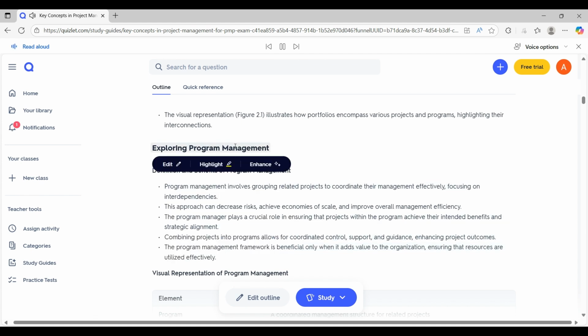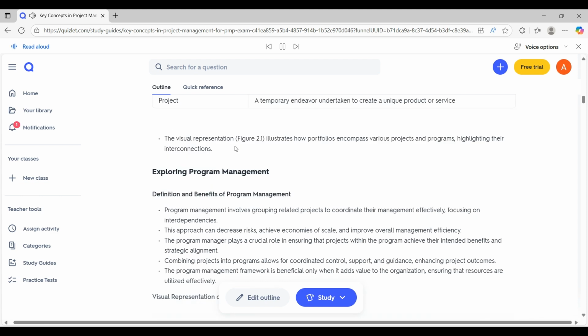Exploring program management. Definition and benefits of program management. Program management involves grouping related projects to coordinate their management effectively, focusing on interdependencies. This approach can decrease risks, achieve economies of scale, and improve overall management efficiency.